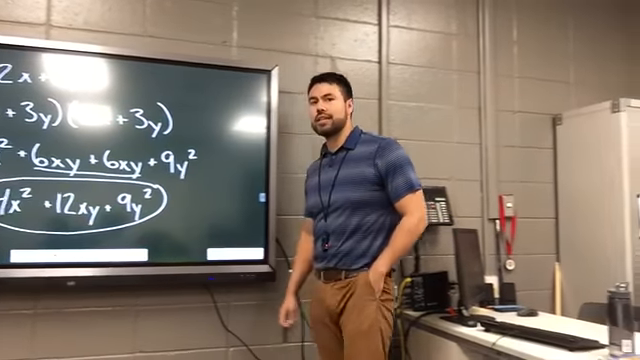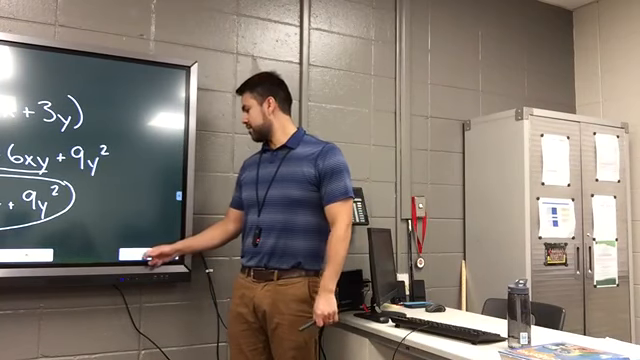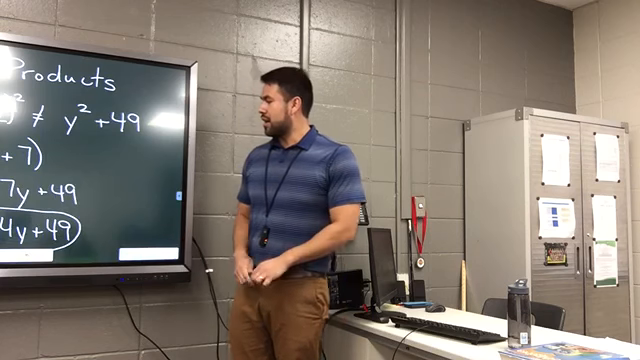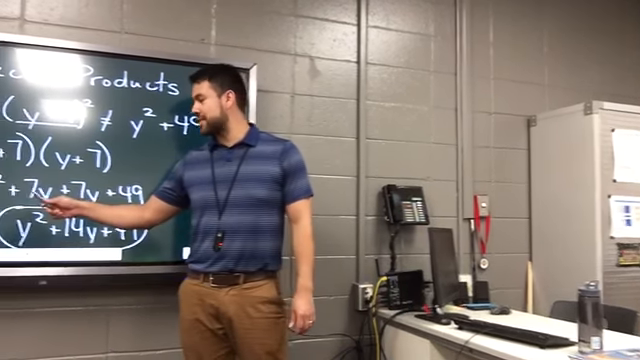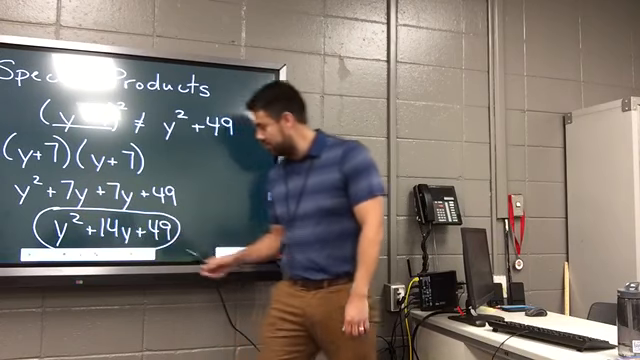Okay, what I'm trying to point out is this. In all three instances, do you guys notice that I'm always getting the same two middle terms when I multiply it out? I get 7y and 7y. Ready?